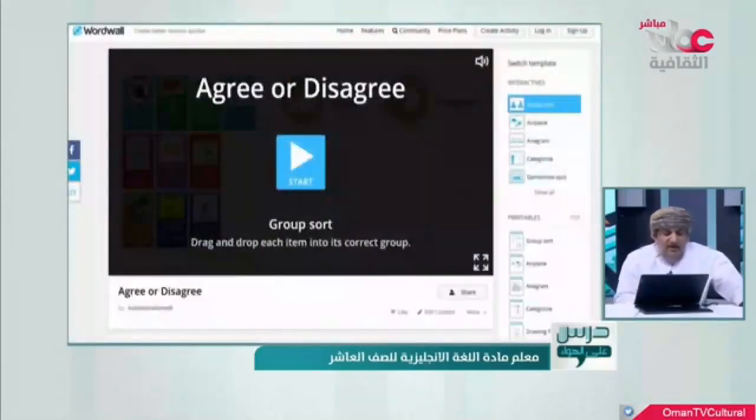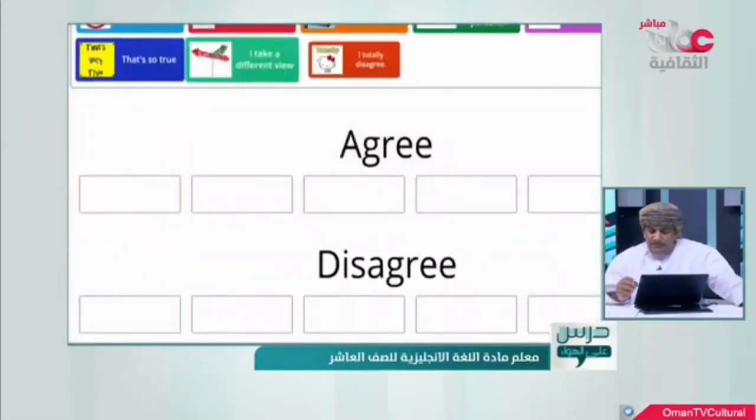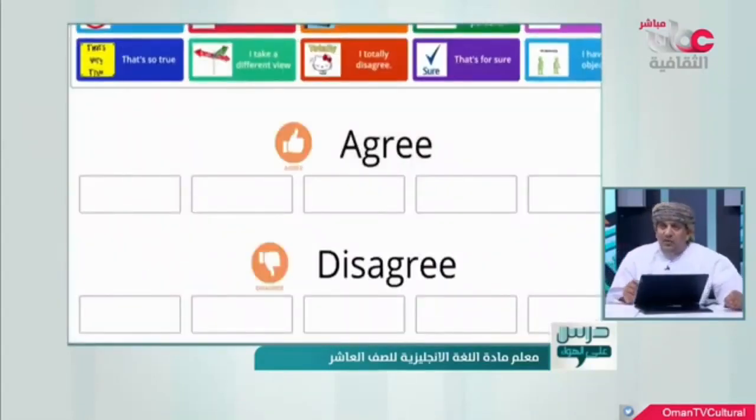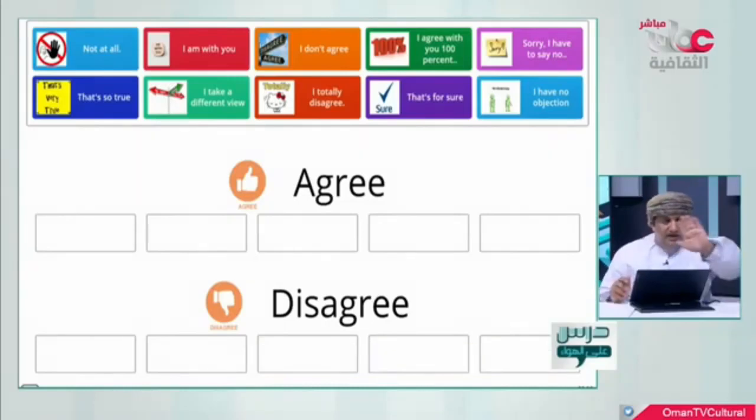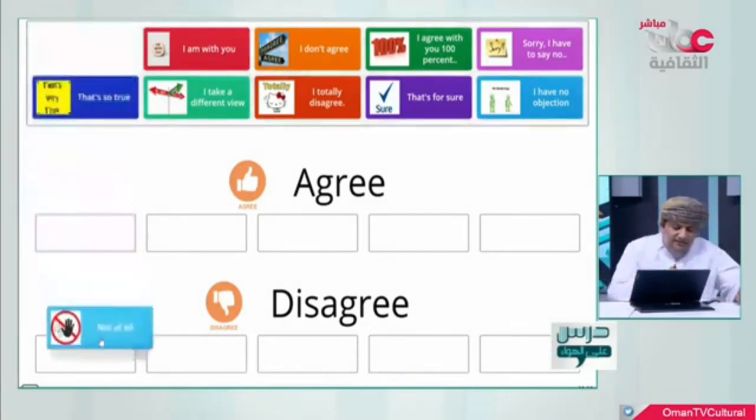Let's go to our game. As you can see here, we have two words, agree and disagree. We want to take the phrases and put them under the correct heading. So let's read together. Agree, you are with the person. Disagree, you are not with the person. If you see "not at all," is it agreeing or disagreeing? You said not at all, so this is disagreeing.